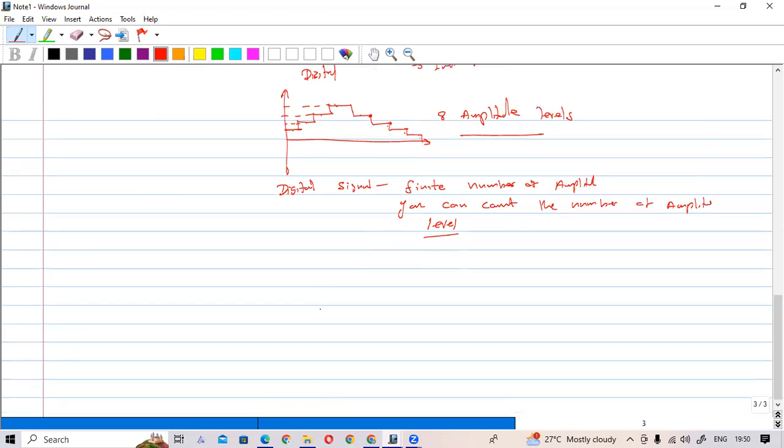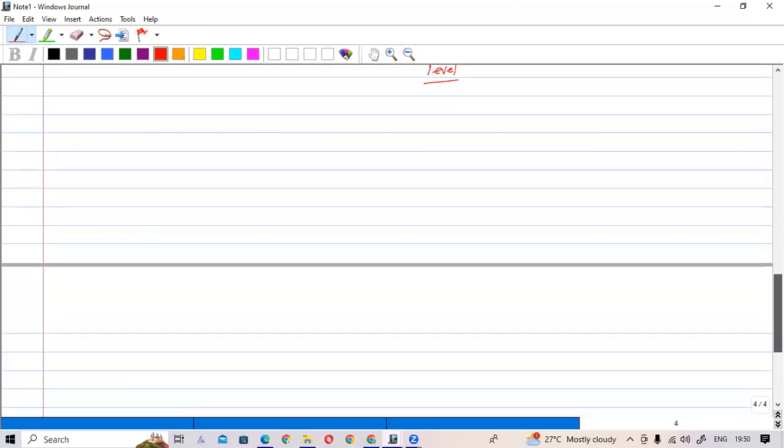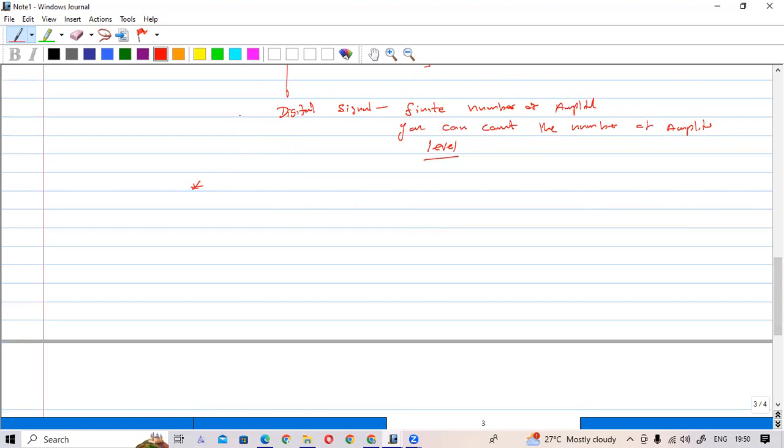Now you know about digital signals and you know about analog signals. So we have learned that for a digital signal, there are a finite number of amplitude levels. It can be 2, it can be 3, it can be 4, it can be 5, 8, 100 or something, but countable. It should be countable.